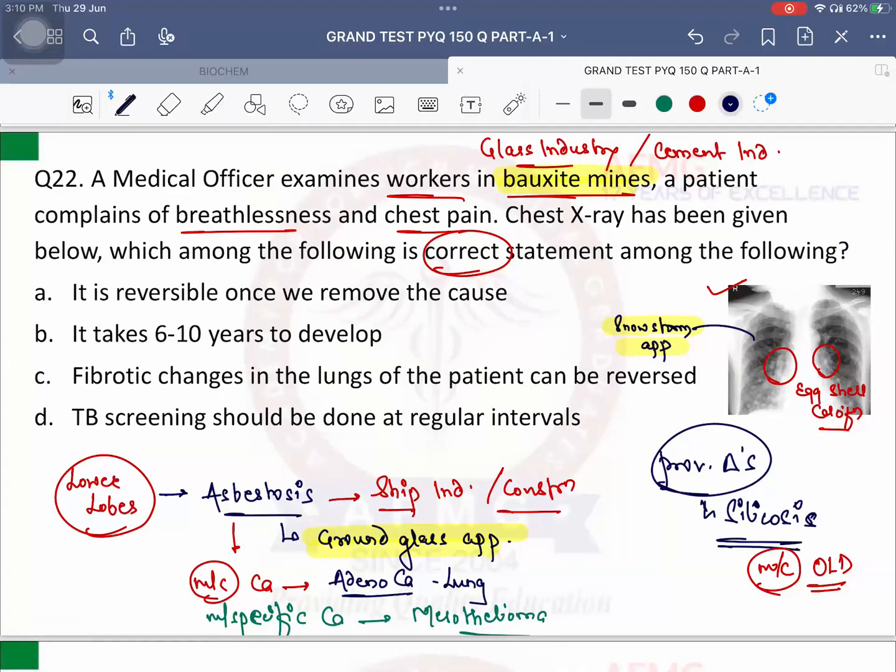Let's now talk about it. Option A says it is reversible once we remove the cause. No. Occupational lung diseases or any kind of pneumoconiosis cause fibrosis in the lung. And एक बार अगर fibrosis हो जाएगा, तो will it be reversed? No. So fibrosis cannot be reversed. So it is irreversible. Option B says it takes 6 to 10 years to develop. No. Minimum it takes 20 to 40 years to develop. Yes, 20 to 40 years of exposure is required for silicosis to develop. ठीक है? So this is a wrong statement.